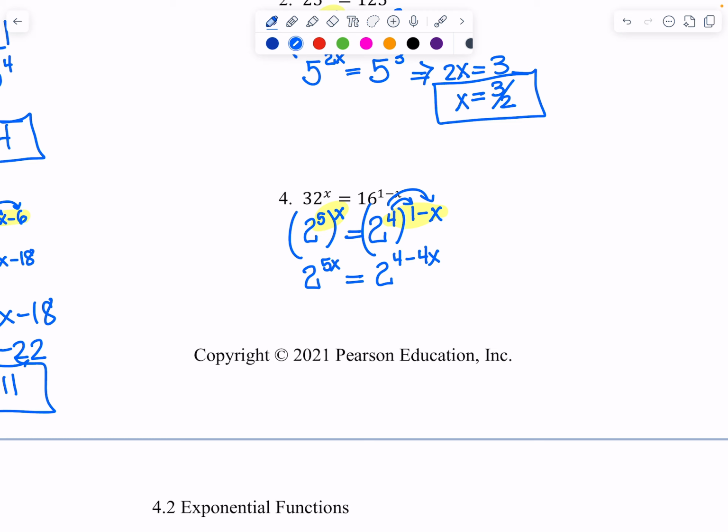Now that we have both sides equal to each other, like the bases are equal to each other, let's set the exponents equal. So we get 5x equals 4 minus 4x.